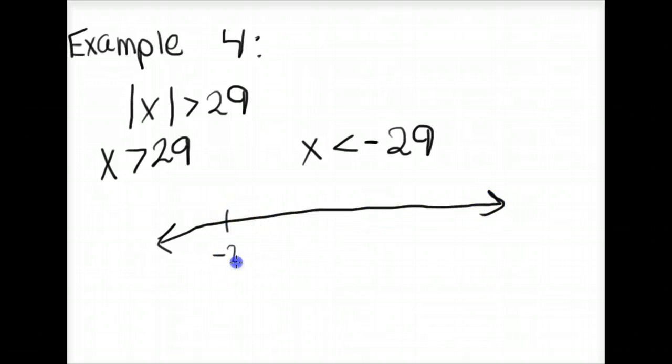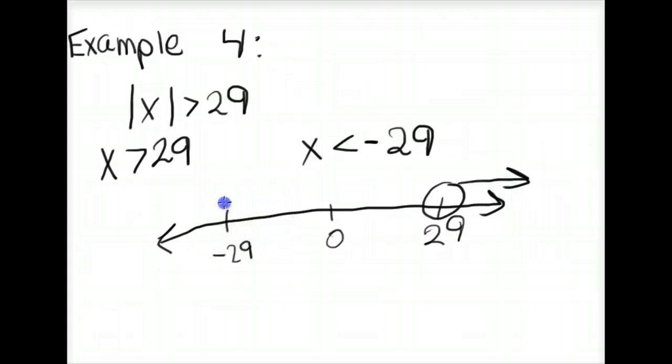This would be negative 29, this would be 0, and here would be positive 29. So we would use two open circles pointing in opposite directions.